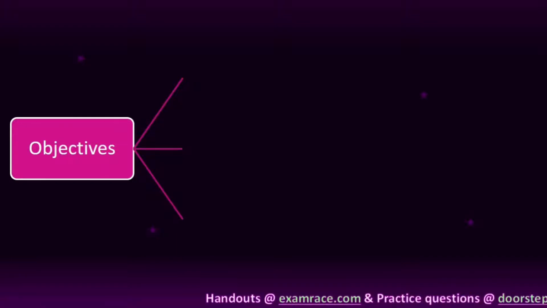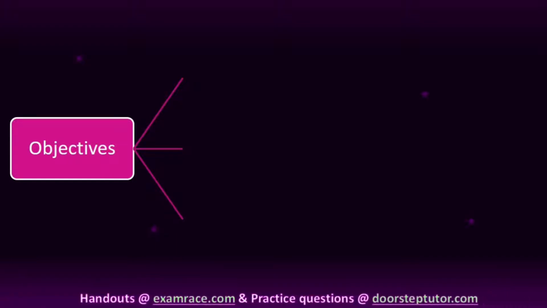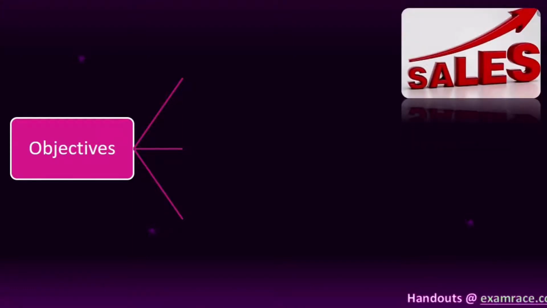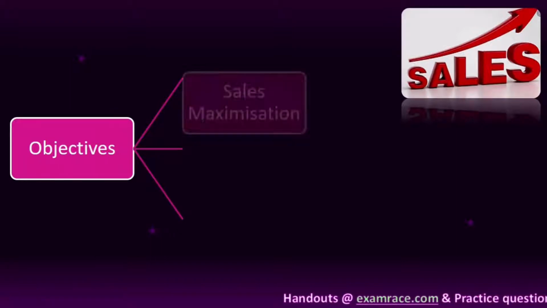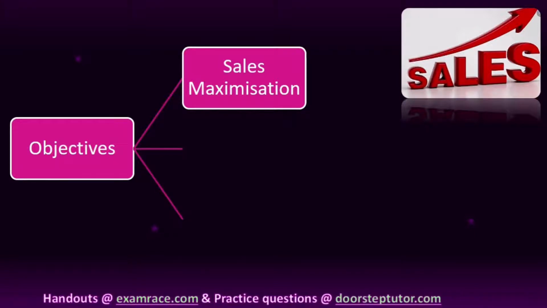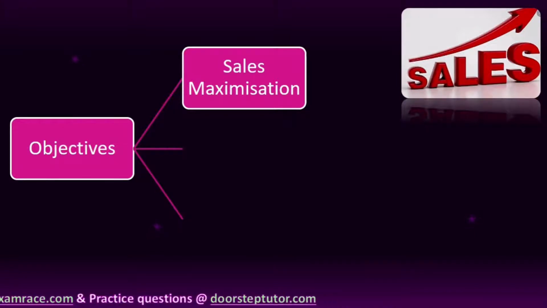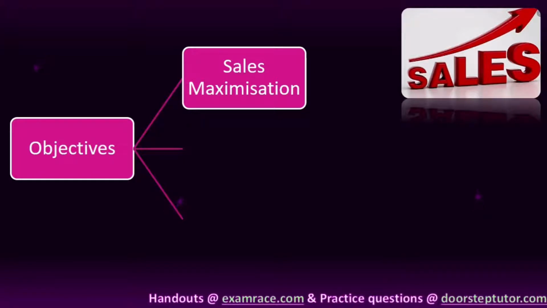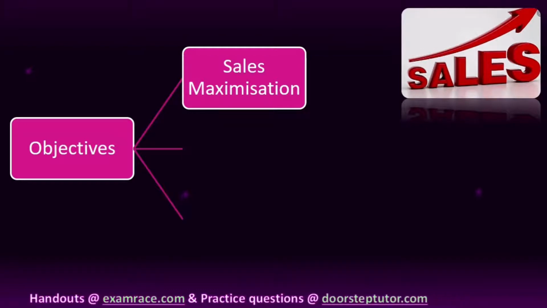One of these objectives is sales maximization. As per Professor Baumol, sales maximization is the ultimate objective of a firm rather than profit maximization. He thinks that when a firm considers sales maximization as a priority objective, it does not neglect the objective of profit maximization.